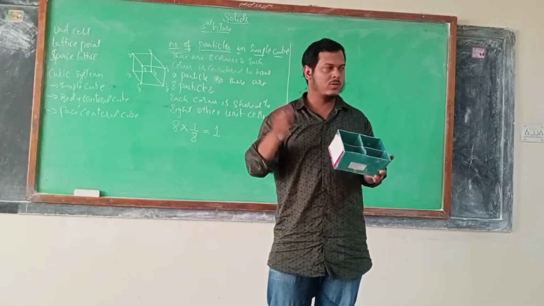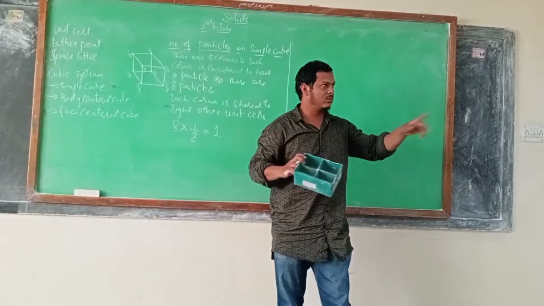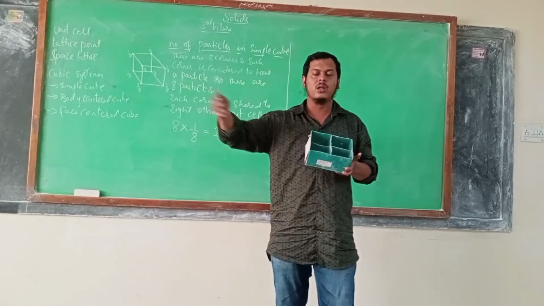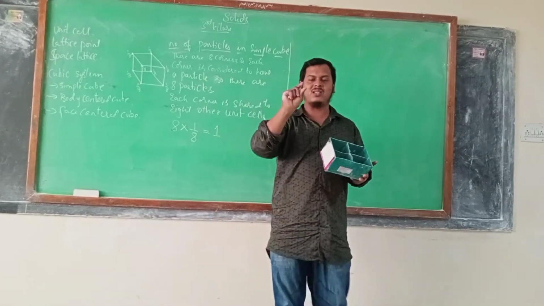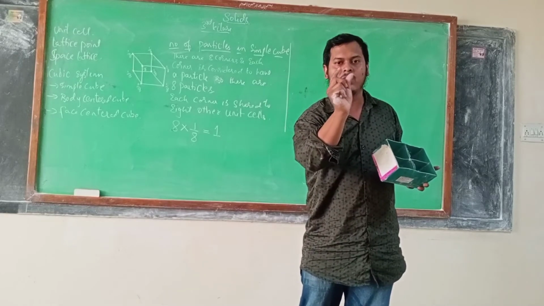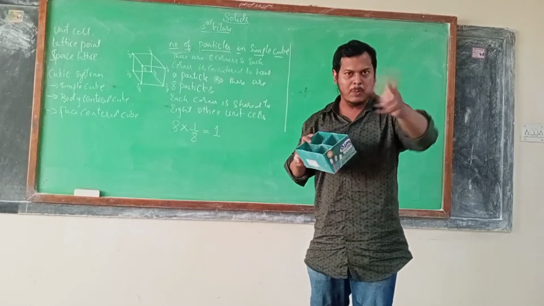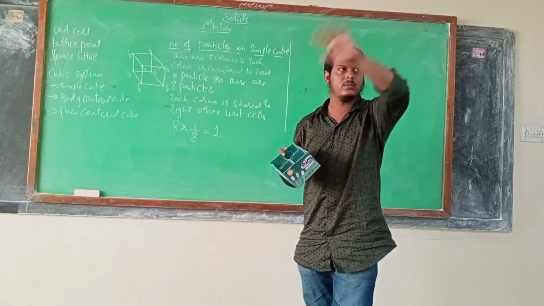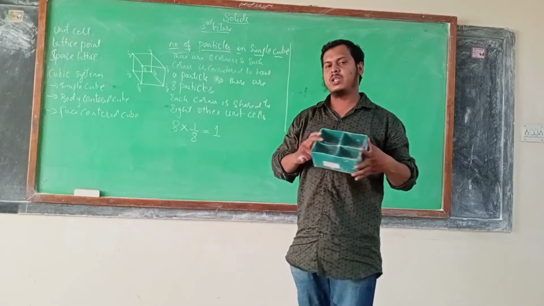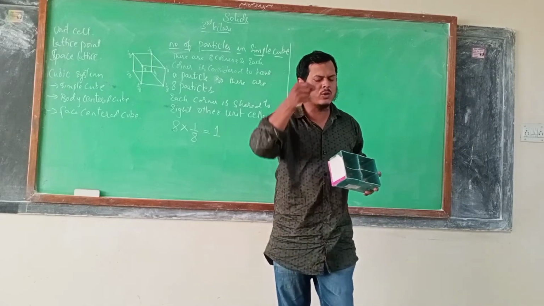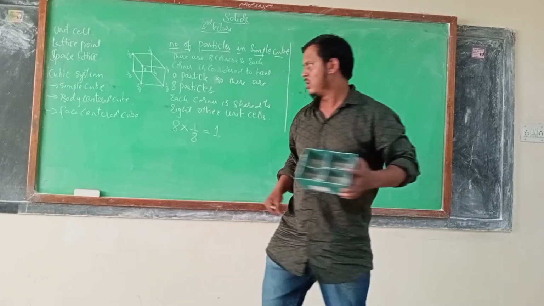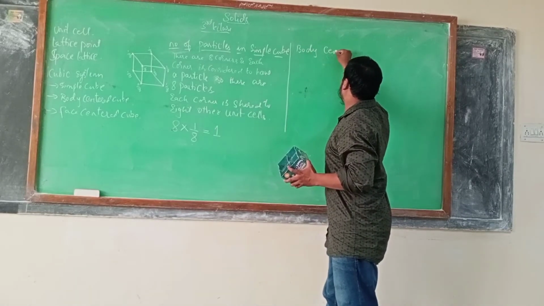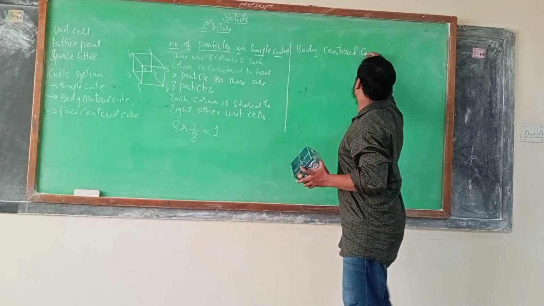So it has 8 corners overall. 8 corners means what? 8 particles, which are shared with other aggregates. Leave it. Now I am saying that at the center of this glass, imagine I have 1 atom, or 1 particle. So this particle is exclusively of this glass. Yes or no? Correct? This particle is exclusively for this glass.